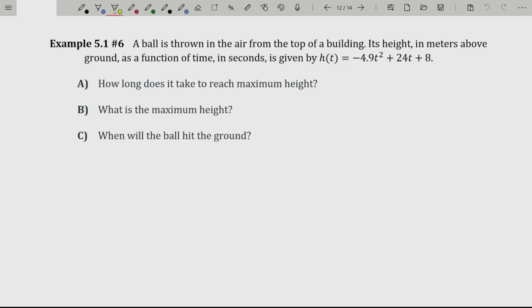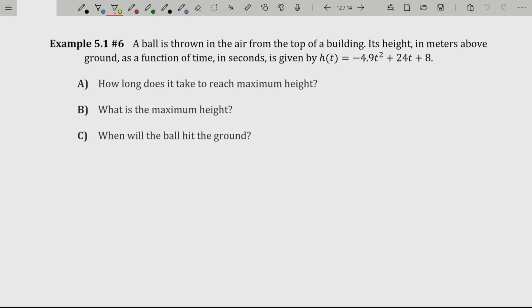So let's step into an application here and use all the skills we've talked about thus far, and then some. A ball is thrown into the air from the top of a building. Its height in meters above ground as a function of time in seconds is given by h(t) = -4.9t² + 24t + 8. Anyway, there's a function. It gives the height of a ball at a certain amount of time.